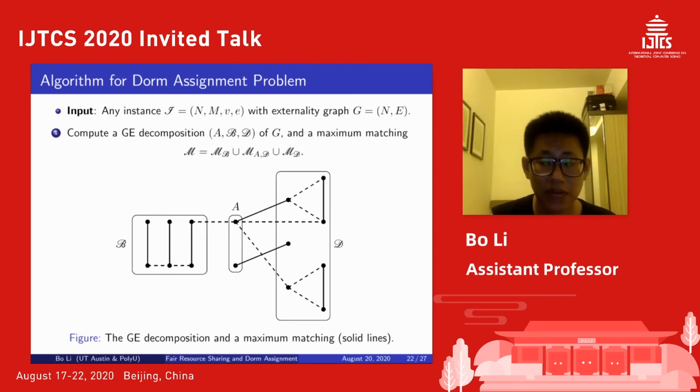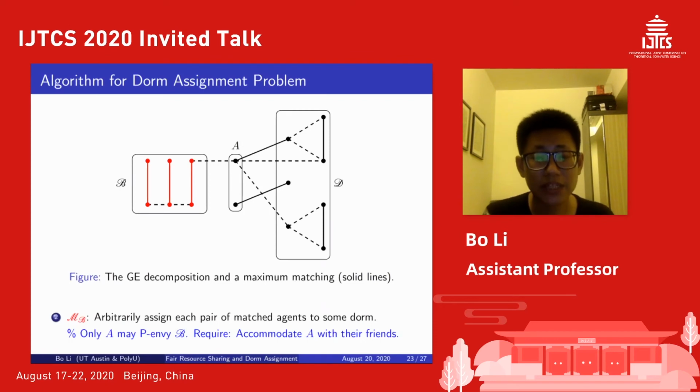So in this graph, the set of even components is on the left, and the set of odd components is on the right. In the middle, A contains the tight nodes. And all the solid lines represent the current maximum matching. Next, we will try to assign the agents to some dorms separately, according to which component each belongs to.